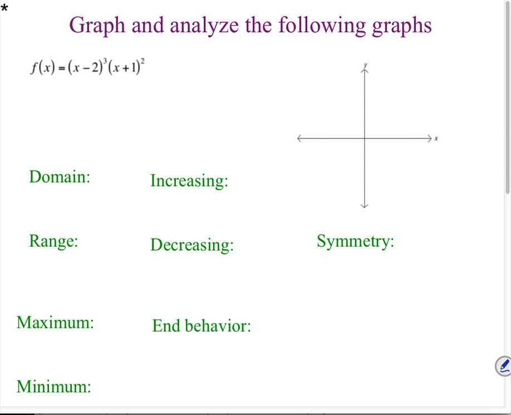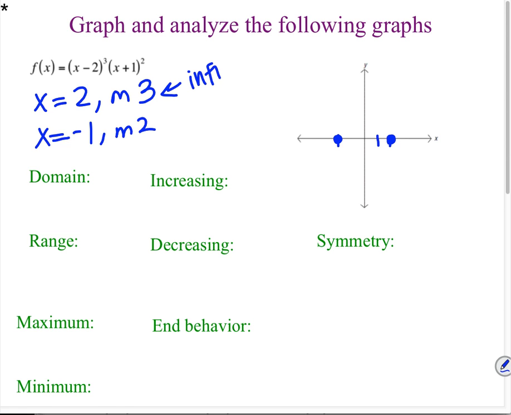Here, it's given to us in factor form. Your zeros are 2, with a multiplicity of 3, and negative 1, with a multiplicity of 2. I'm going to go ahead and graph this. At negative 1, I have a 0, and at 2, I have a 0. If you don't remember, a multiplicity of 3 means it's an inflection point at that 0, and a multiplicity of 2 is going to be a bounce.